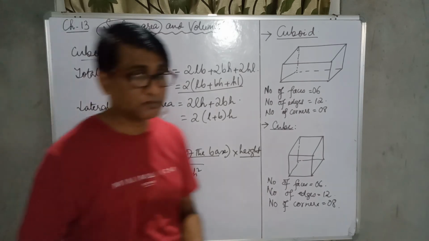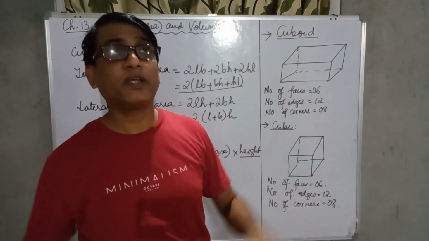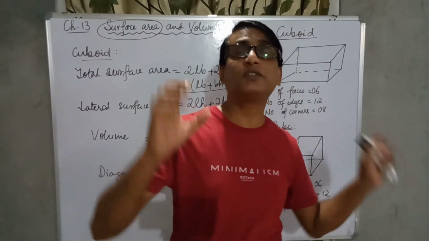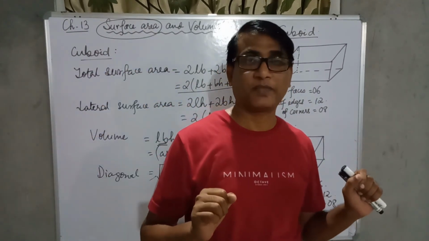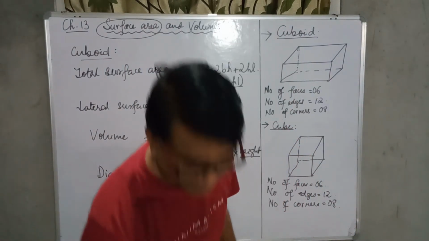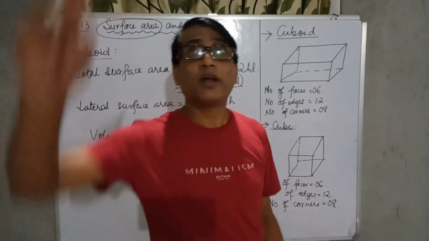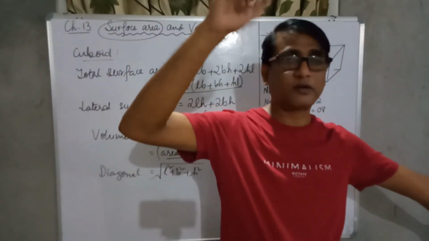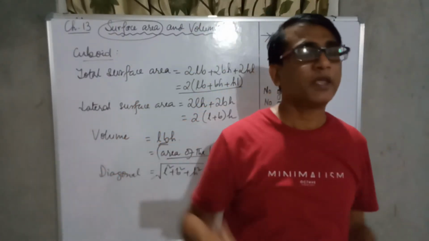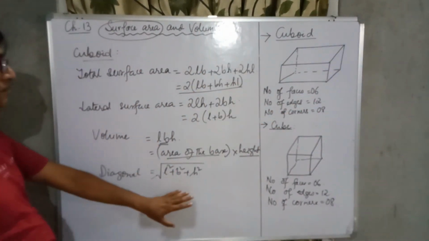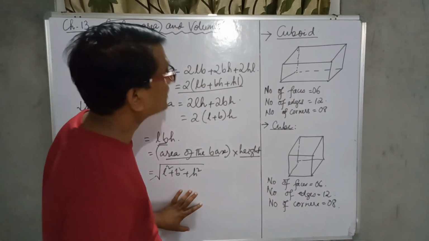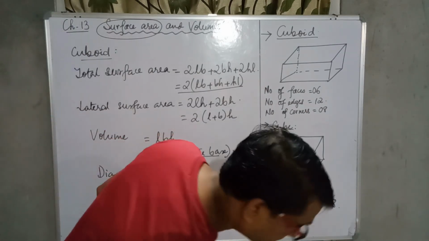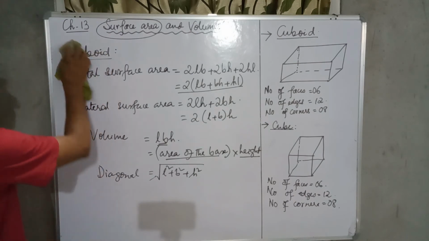That means if a question is asking, this is a room, in this room, what can be the maximum length of a pipe which can be stored in that room? That we have to find out, the diagonal. Diagonal means from one corner to the opposite corner of that room, and that formula is root over L square plus B square plus H square. You can find the diagonal with the help of this. So you have to keep in mind these things to solve the problems. Okay, this is the cuboid.